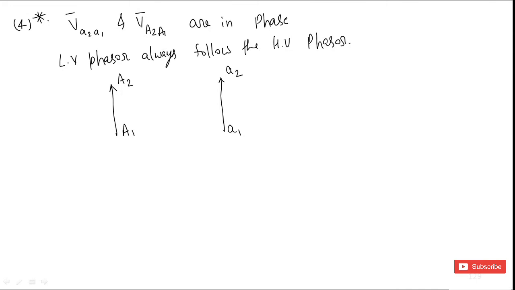If A2, A1 are in this direction in HV side, this is HV side, this is LV side. Okay, so LV side also, this A2, A1 will be in same phase.